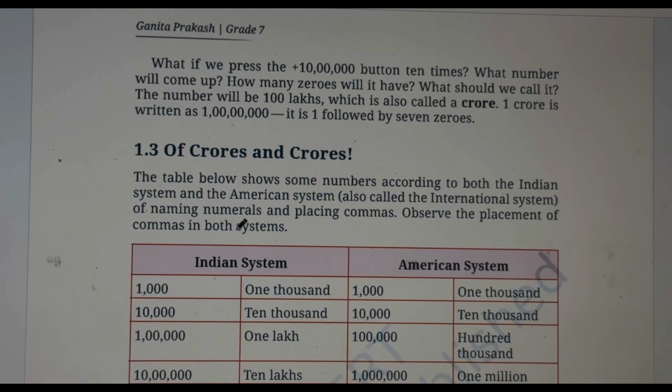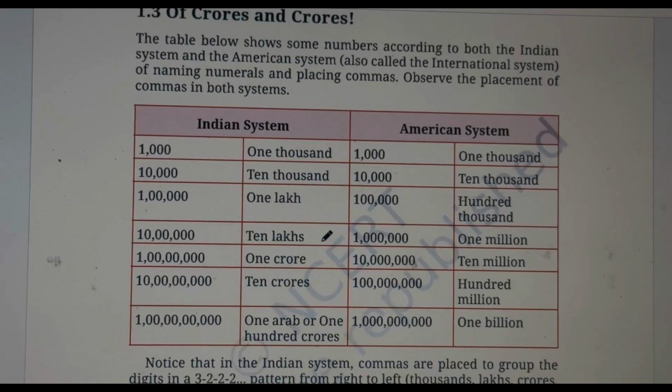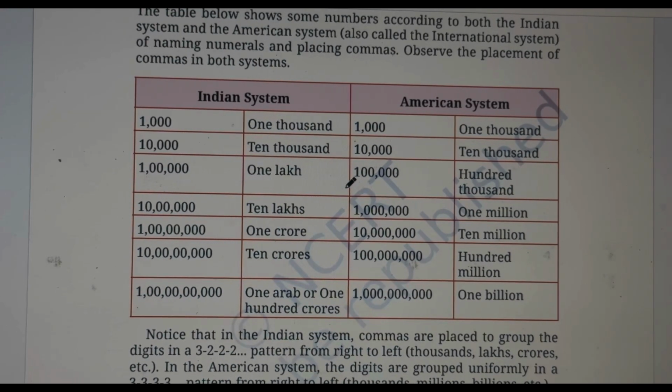So here there is a table which shows some numbers according to both systems, the Indian system as well as the American system, which is also known as the international place value system. So let us try to understand this table. Now if we see 1000, 1000 is the same in both systems. Even 10,000 is the same in both systems. So till 10,000 it is the same in both the Indian as well as the American system. We call it 10,000. There is no separate name in both systems.